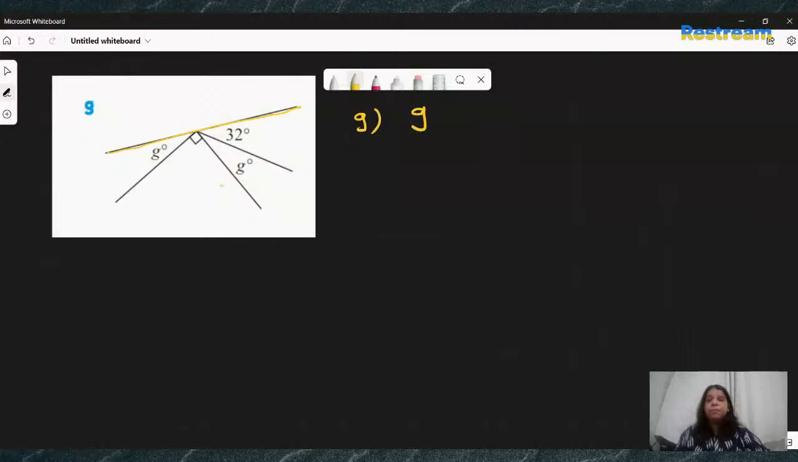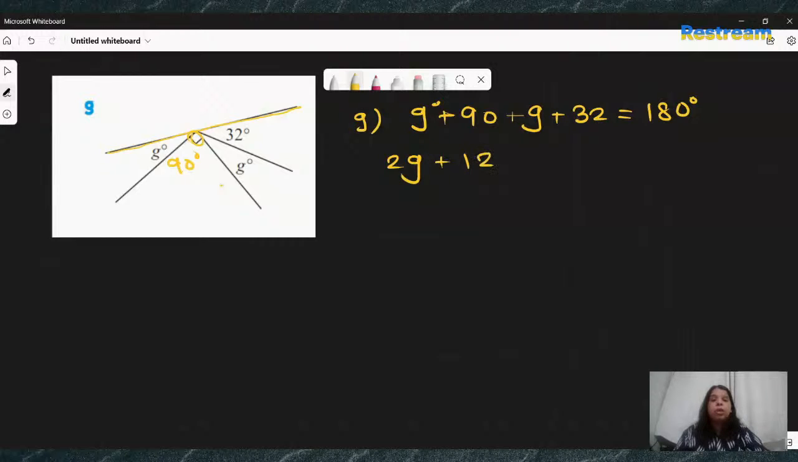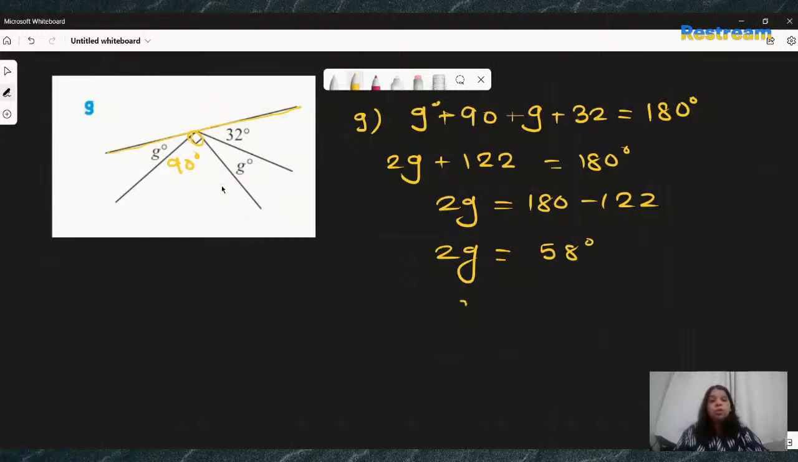So we have G, then again this one is 90 degrees because of this little square over here. G plus 90 plus G again plus 32 is equal to 180 degrees. So we have 2G plus 122 is equal to 180 degrees. So 2G is equal to 180 minus 122. So 2G is equal to 58 degrees. So G is equal to 29 degrees. Okay, so this is your final answer for this question.